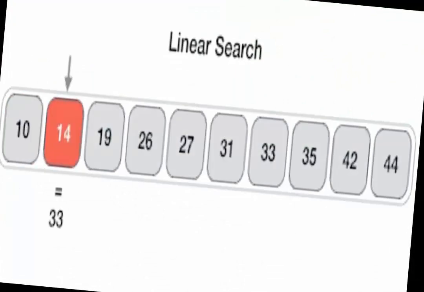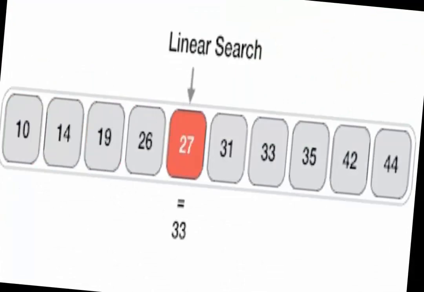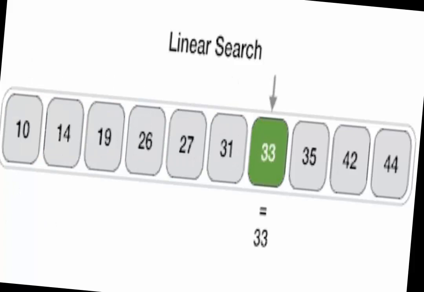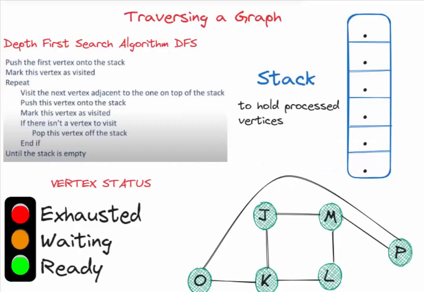Now, the way that data is located in a linear structure is obvious. Check one by one. But how is data located in a graph? Let's briefly introduce the most used techniques.